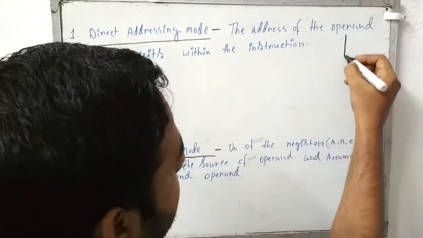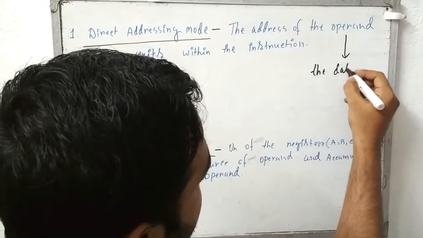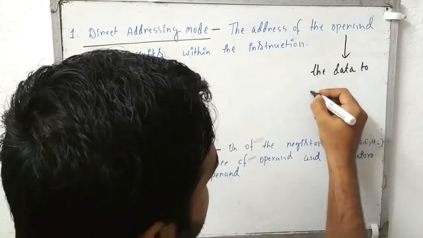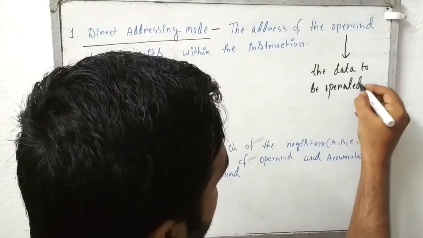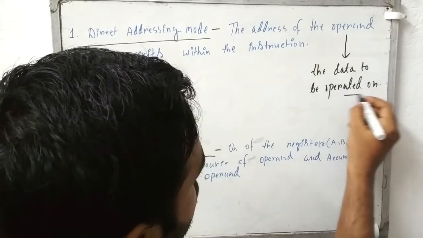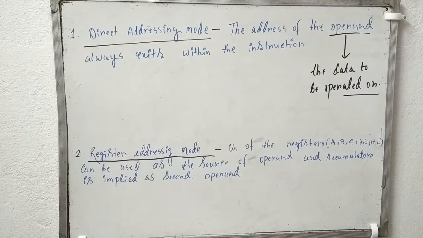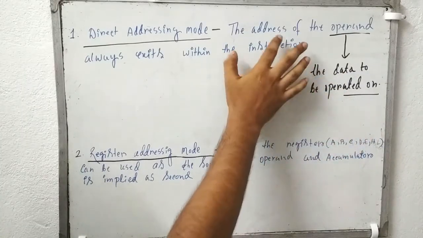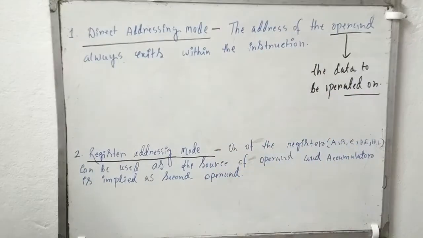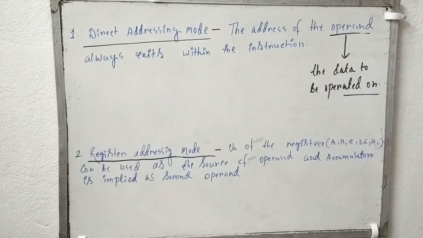What does that mean? Operand, do you know what it means? The data to be operated on is basically called the operand. So this is the address of the data, and the address of the data will always be with the instruction.